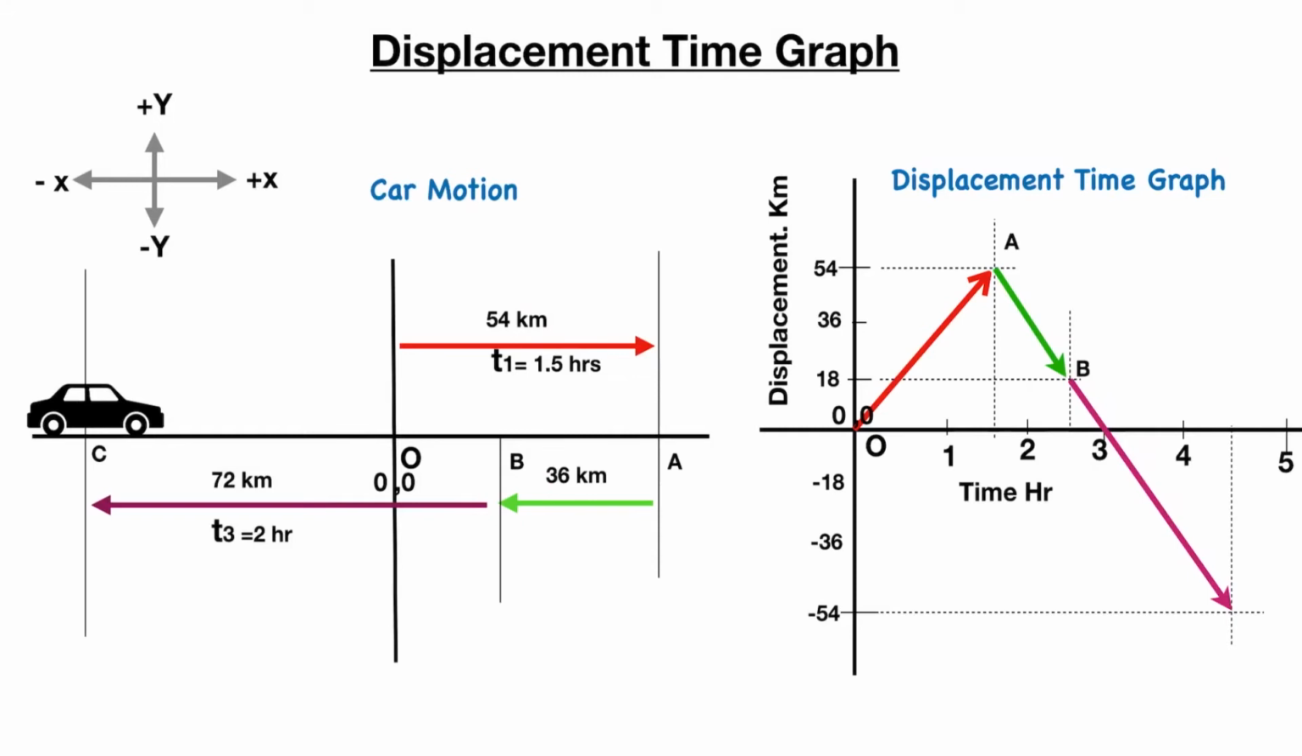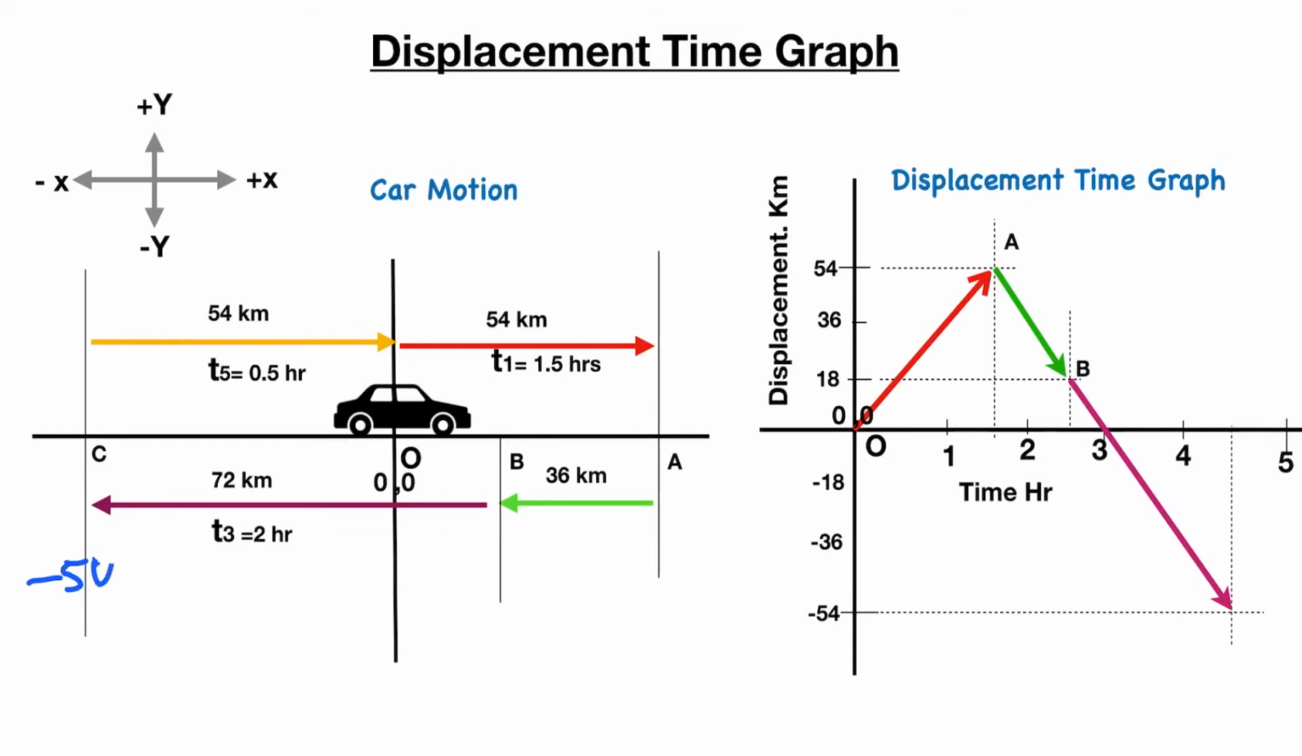The car turned back, or took a U-turn, at point C and moved to point O with very high speed. This time the 54 kilometer is covered in only 0.5 hours. So here the displacement when it started was minus 54 kilometer, and it reached 0 kilometer because it reached back to its starting point. So let's see in the dt graph. We have to start with minus 54 and reach 0 displacement in 0.5 hours. So if I add 4.5 to 0.5, it will be 5 hours total of this journey.